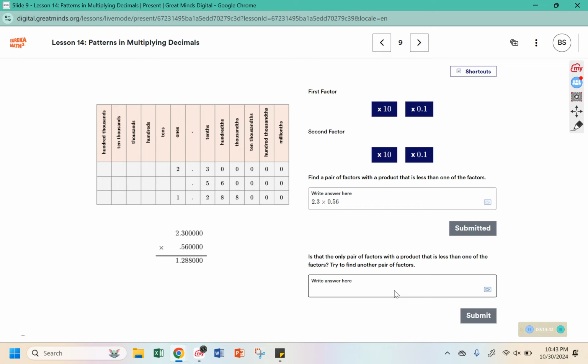Is that the only pair of factors with a product that is less than one of the factors? Try another pair of factors. Okay, let's see. What if we swapped it? Instead of 0.56, I have 5.6 and 0.23. 1.288 is still smaller than 5.6, so that would work as well.